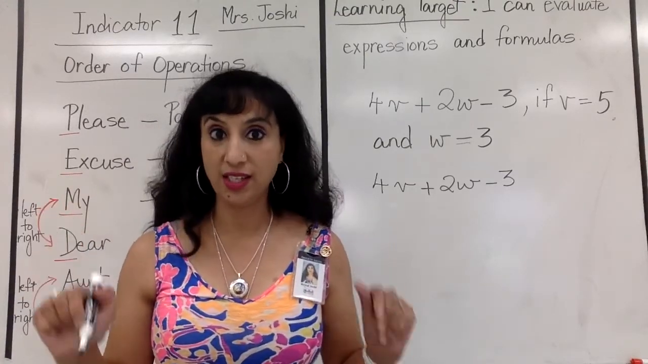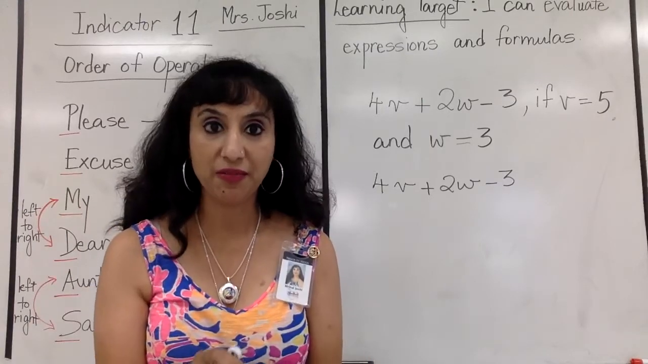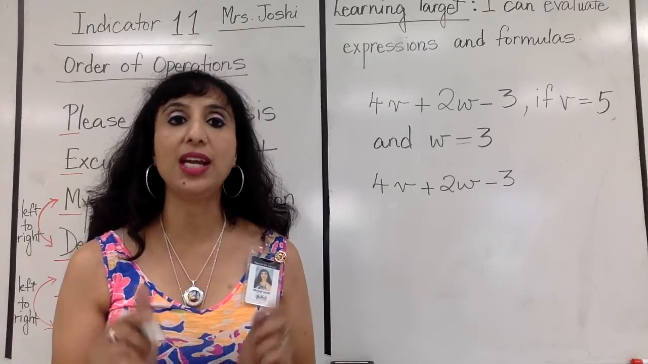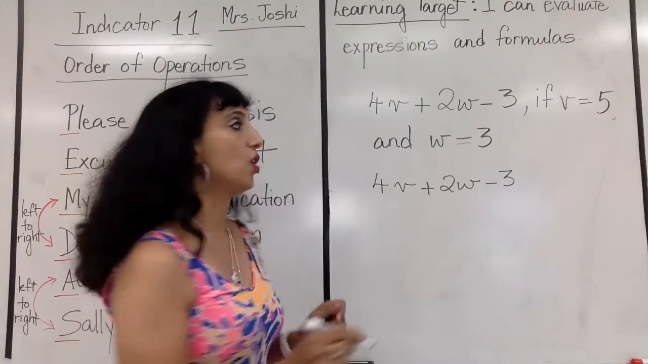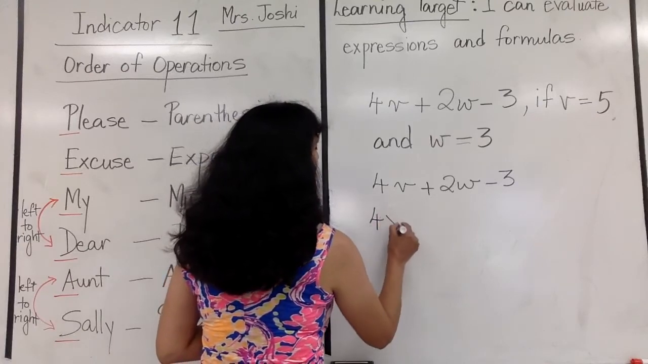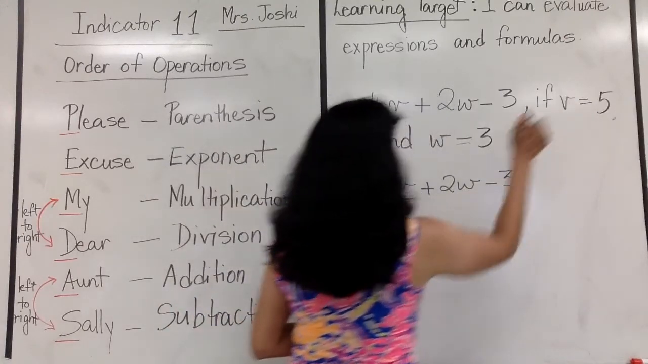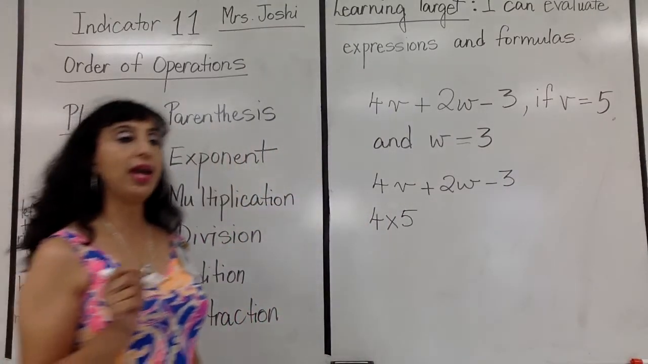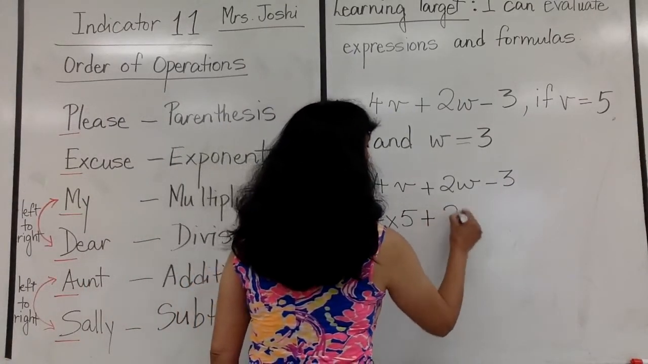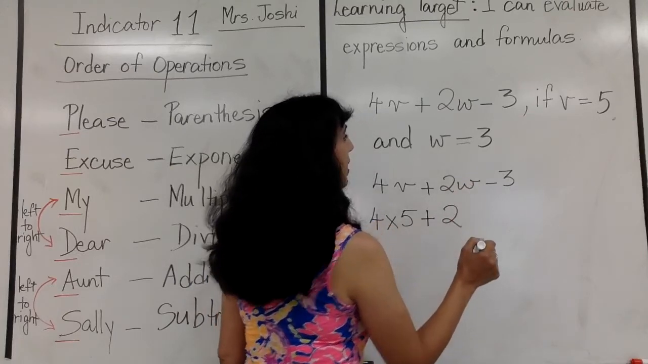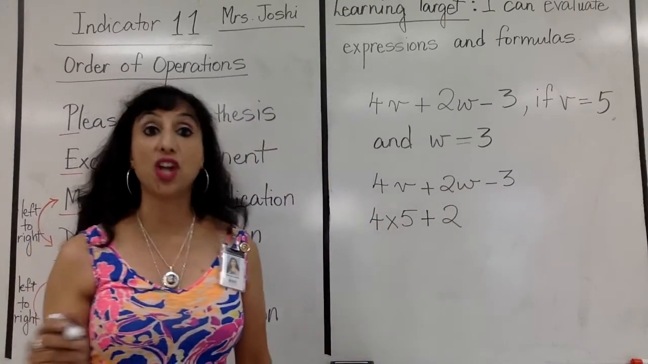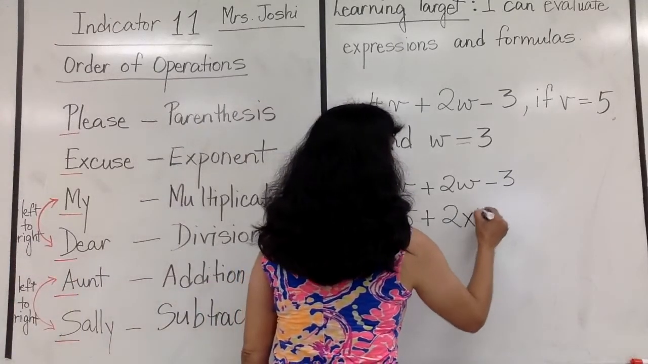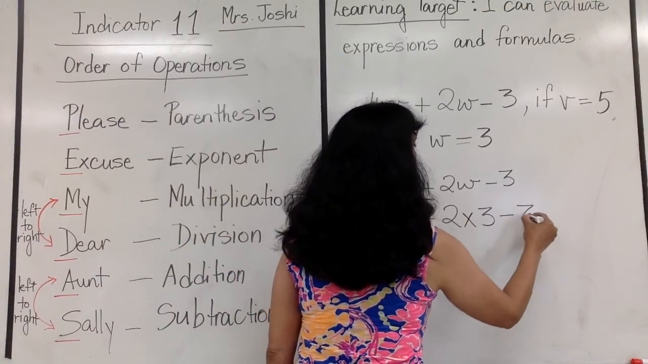do not write 45. It's not 45, okay? When it's written next to each other, it means multiplication. So you would do 4 times v is 5. So I'm going to substitute the value and write it like this, okay? Plus 2w, please don't write 23. It is not 23. It is 2 times 3. That's what this means. Minus 3.